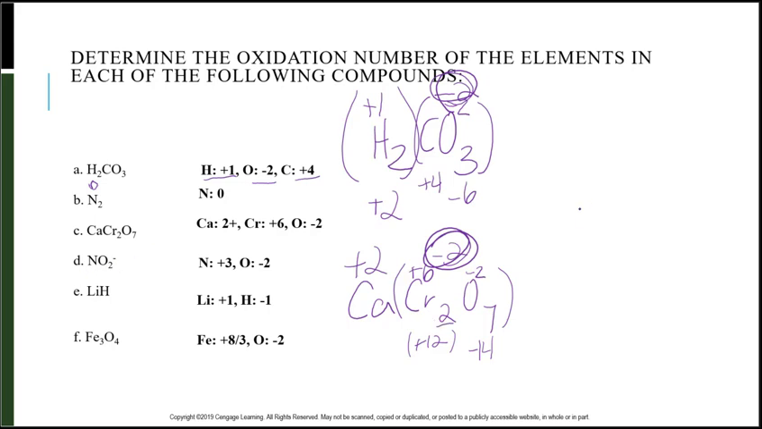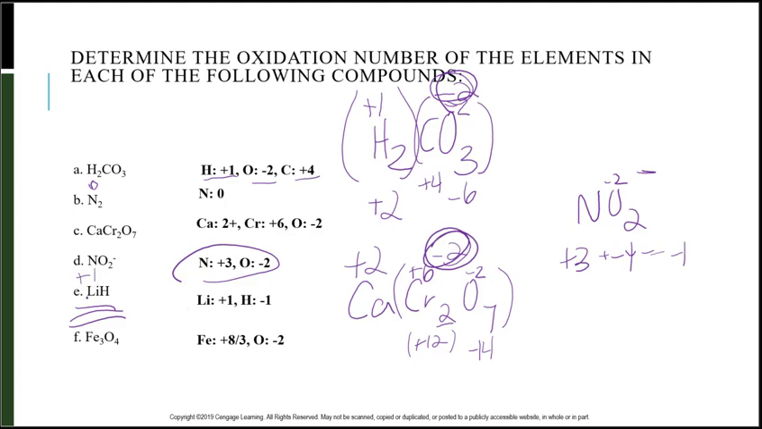NO2 minus, so that's nitrite. NO2 minus. Each O is negative 2, so that'd be negative 4. Negative 4 plus what is equal to a negative 1? Well, that must be 3. Here's an example of that hydride. We know lithium is always +1 and it's a metal, so hydrogen must be a -1 in this case.